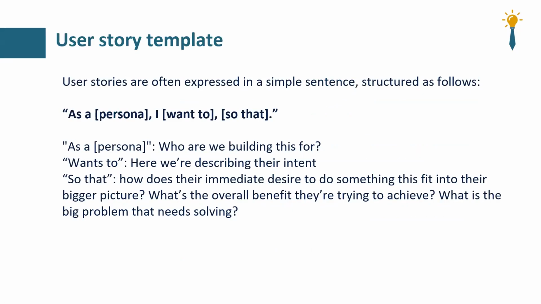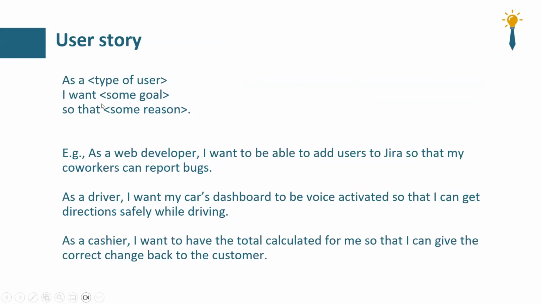How are they written though? They are written like this. For example, "As a", then you write the type of user. The type of user might be the developer, or the end user, or the driver, or the web developer, or the cashier, or the bank user, or the executive, any type of user. Then "I want", then write the goal, the purpose that this story can achieve, or the context, the reason. For example, as a web developer, I want to be able to add users to Jira so that my coworkers can report bugs. This is one example of a user story.